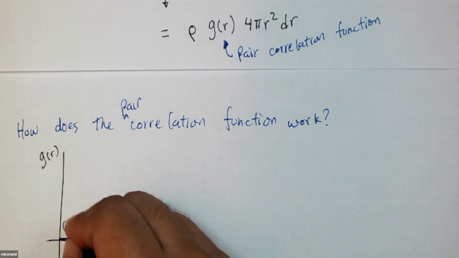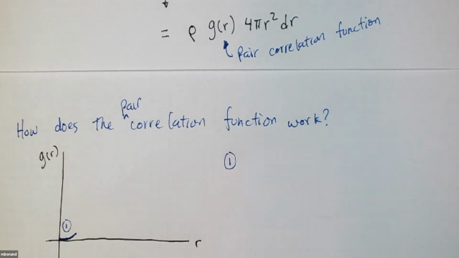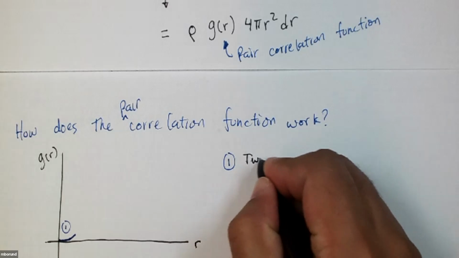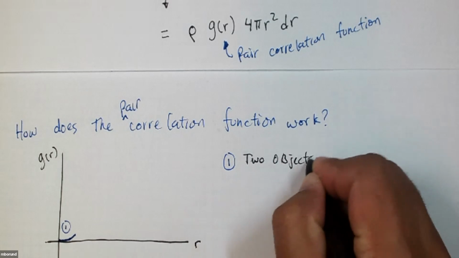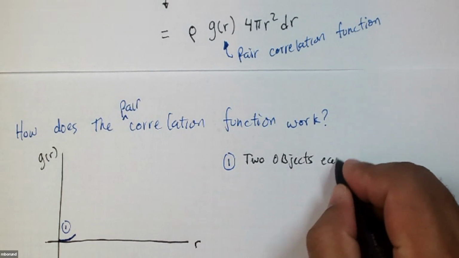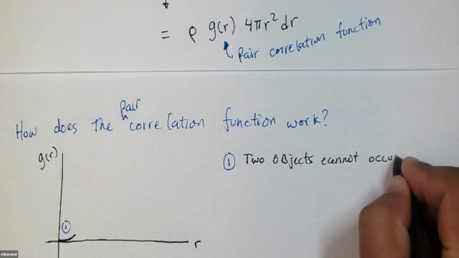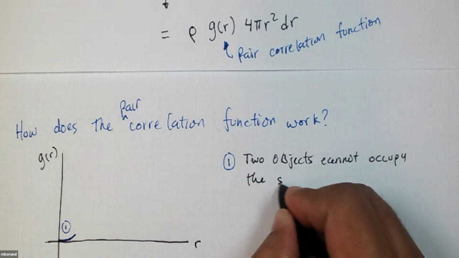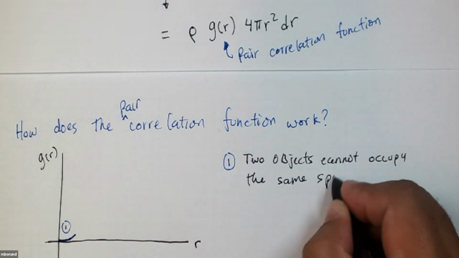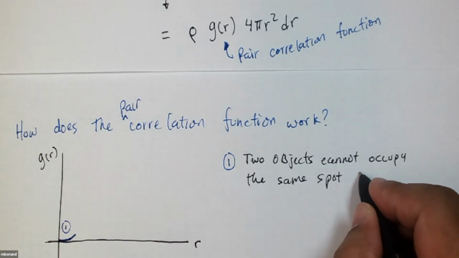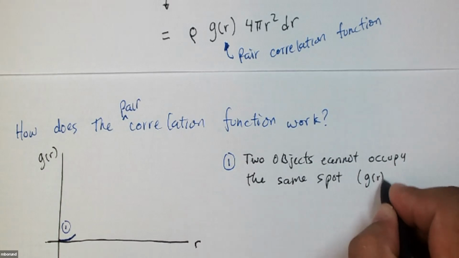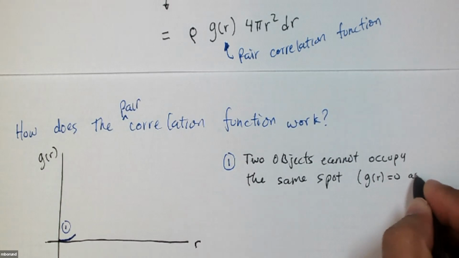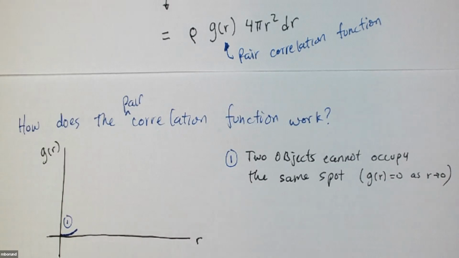This is region 1. Two objects cannot occupy the same spot. So it should vanish at 0. That makes sense, right?